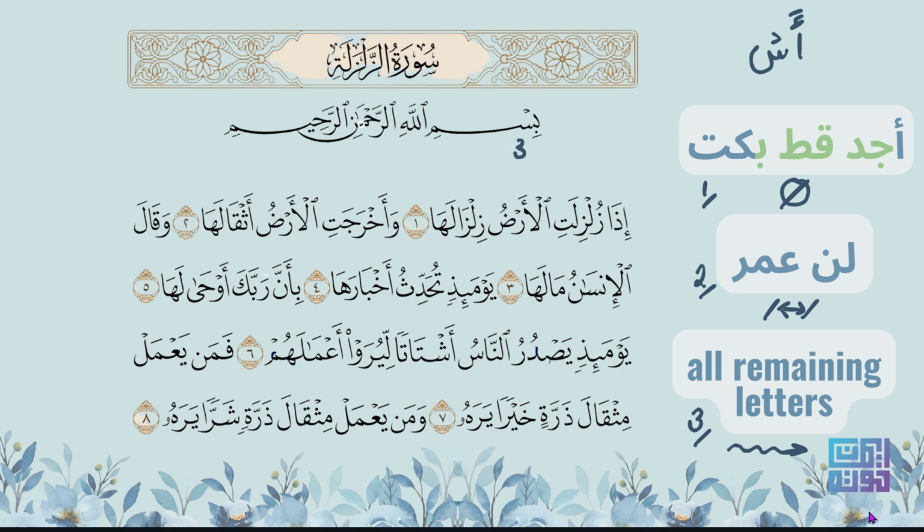And then we have the ha. The ha sukoon. Let's pronounce the ha sukoon. Ah. So this also belongs to the third category. So when we pronounce this, we say ar-rah. Ar-Rahman. Okay, let's go to the surah.